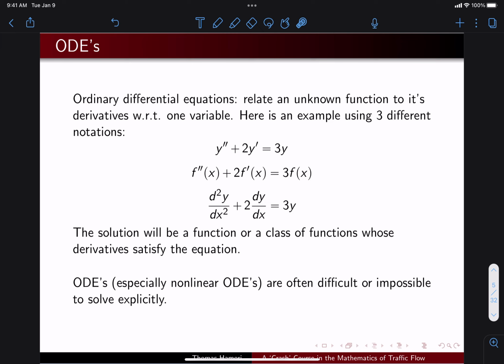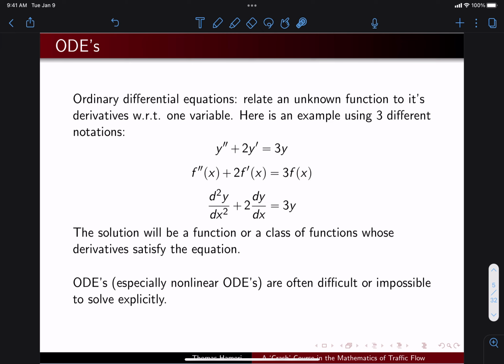Rather, for a differential equation, the solution is going to be any function whose derivatives and the function itself satisfy the differential equation. If you take an ODE class, you'll learn a lot about these. Here are some really simple ones written in 3 different notations. We have the Leibniz notation, the Newton notation.